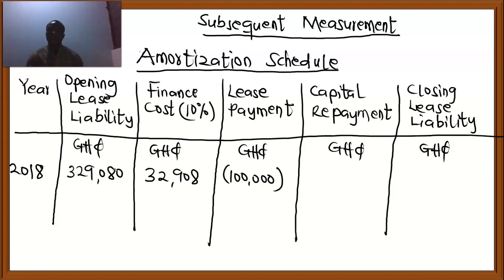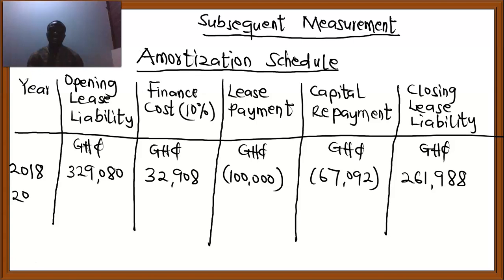Then we determine the capital repayment by netting the finance cost and the lease payments. This gives us a figure of 67,092. Then we determine the closing lease liability by subtracting the capital repayment from the opening lease liability, and that gives us 261,988.